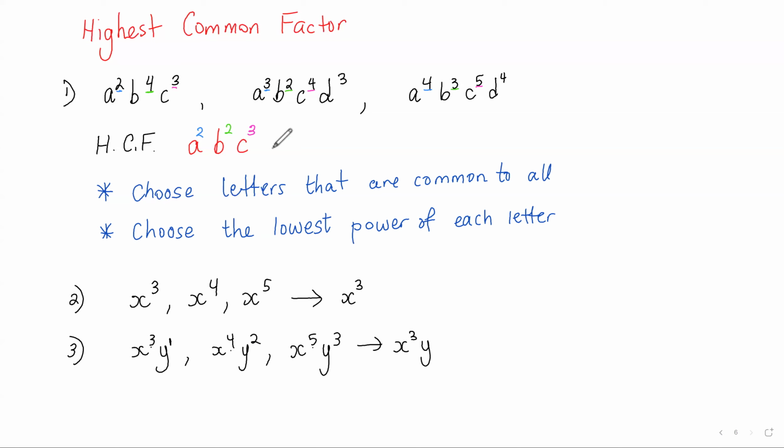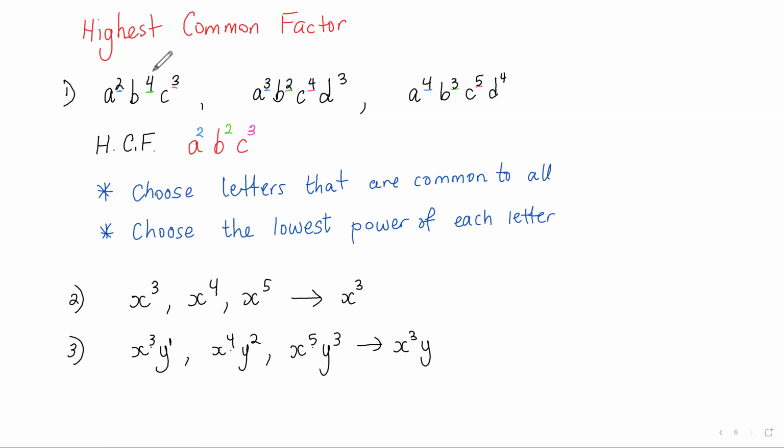All right. So in this example, a squared b to the power of 4 c cubed, a cubed b squared c to the power of 4 d cubed, and a to the power of 4 b cubed c to the power of 5 and d to the power of 4. The letters that were common to all of them were A, B, and C. And then the lowest power of each, well, you look at the power of each of them and choose the lowest number. So it was 2, 3, and 4 for A, and that's why I chose 2.